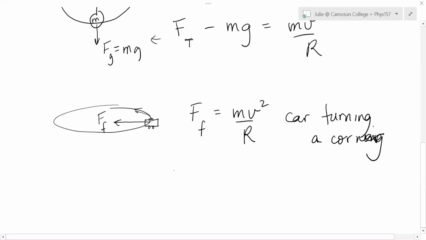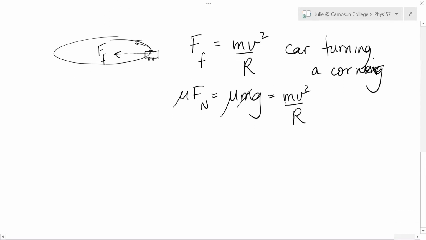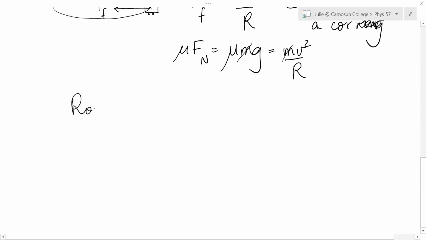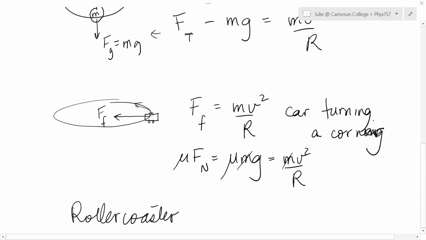Now the force of friction, if it's on a flat road, is mu Fn, and Fn on a flat road is mg. So the equation for a car turning a corner on a flat road, it doesn't even matter what the mass of the car is: the coefficient of friction times gravity is equal to v squared over r. That's very handy for cars driving around on horizontal level roads. Okay, now you have the case of a roller coaster. I should do this one. Car on level ground.